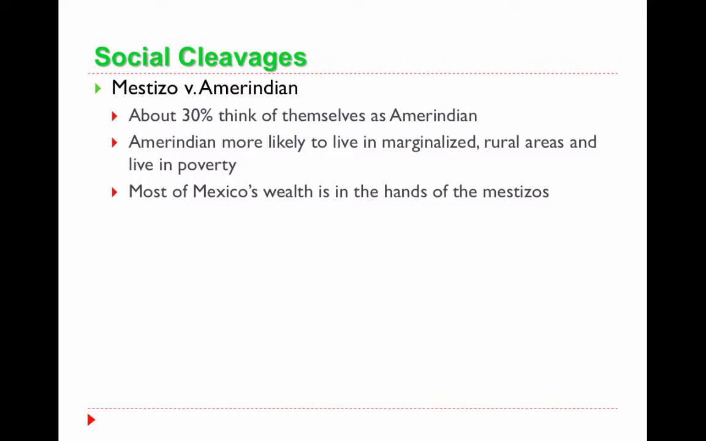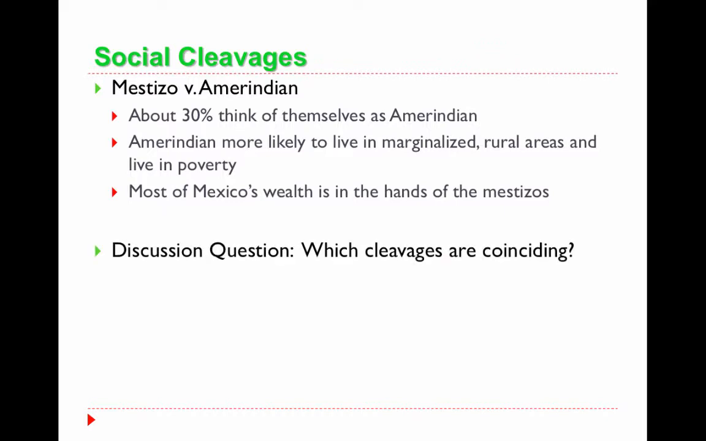About 30% of Mexicans classify themselves as Amerindians, and those are the indigenous people. They are more likely to live in marginalized rural areas in the south and to live in poverty, whereas mestizos are those who typically hold most of Mexico's wealth and then also live in the north. So as I've been explaining this, you can probably see that many of these cleavages are coinciding. There are many coinciding cleavages in terms of geography, ethnicity, income, class. These really go back to the regionalization that exists in Mexico.